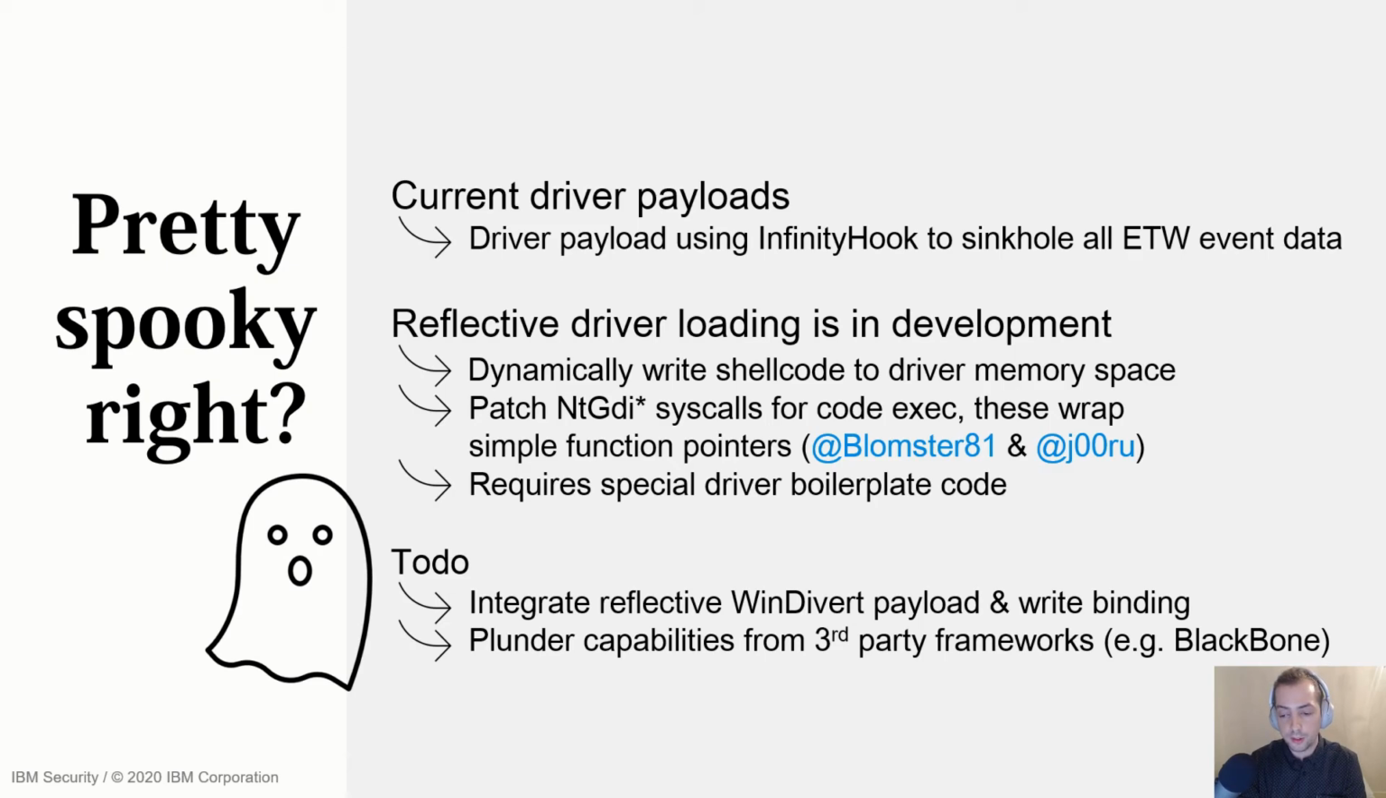And then further to-dos on the roadmap is integrating reflective WinDivert payload. So WinDivert is a kind of network driver which would allow us to create some kind of passive backdoor on the machine. And of course, I will need to write bindings for that driver in C#, right? Aside from that, we can plunder capabilities from third-party frameworks, such as Blackbone. Blackbone is a memory hacking toolkit, and they have a driver component as well with lots of interesting features.